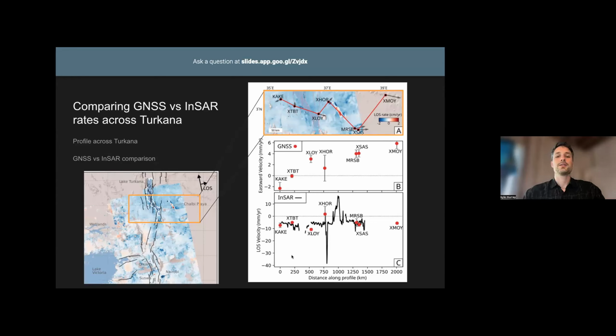And although there is good agreement between the two data sets where they overlap, the InSAR shows much more spatially complex behavior. So the data shows how localized signals can affect the GNSS sites. For example, this XHOR site here is located in the Chalbi Playa, which is affected by shallow hydrological changes. And so its motion is dominated by non-tectonic processes, which highlights why InSAR is so useful for interpreting tectonic strain. It helps identify and separate out these types of local deformation sources.